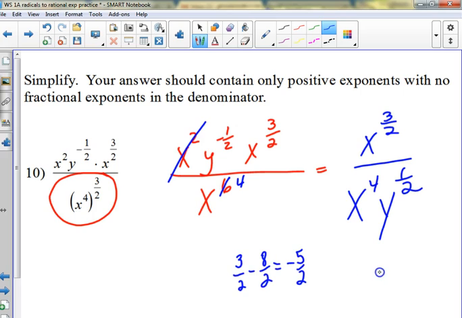It's in the denominator. Wait, guys, does it make sense that there was more of them on the bottom? Okay, so we end up with nothing in the numerator except a 1, and an x to the 5 halves, and a y to the 1 half. Well, I moved it to the bottom, that's why it's negative.